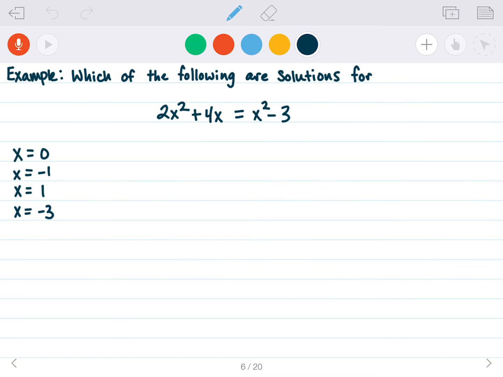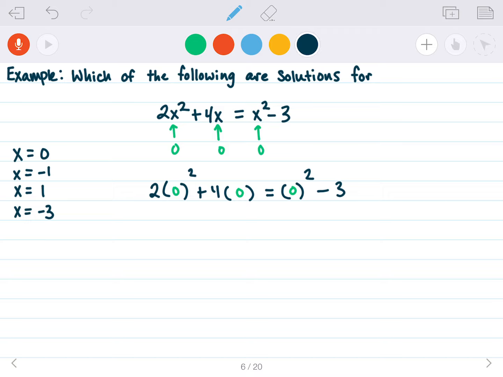So let's do another one. Which of the following are solutions for the equation 2x squared plus 4x equals x squared minus 3? And we want to go ahead and check all 4 of these. So starting with x equals 0, again, wherever I see an x, I'm plugging in 0 into this equation. I'm just going to leave these parentheses open and plug in my zeros at the end. Those 3 spots are where x was in the equation, so we're going to plug in 0 into those spots. And then we can simplify the left and the right side.